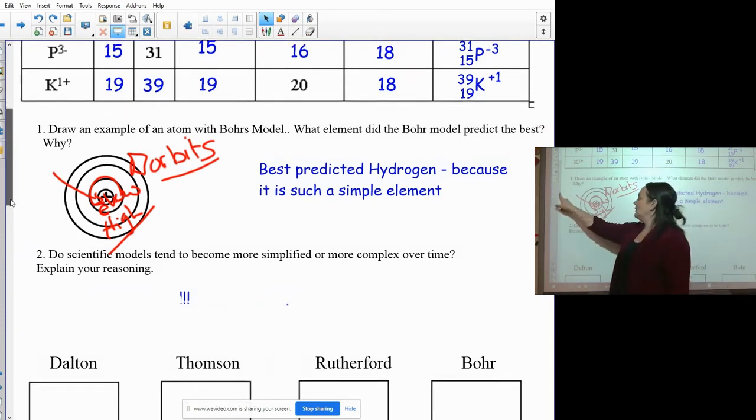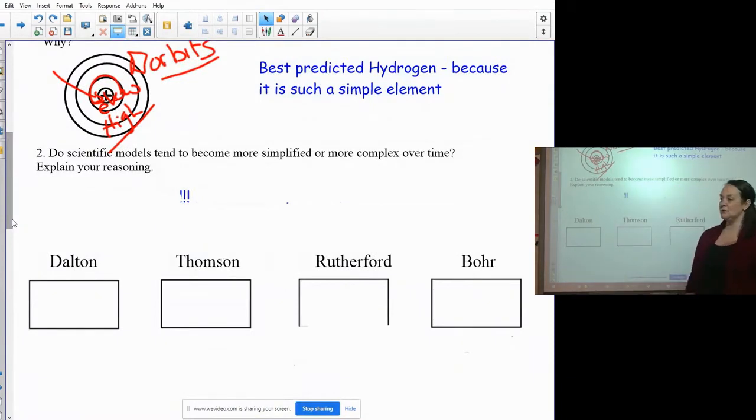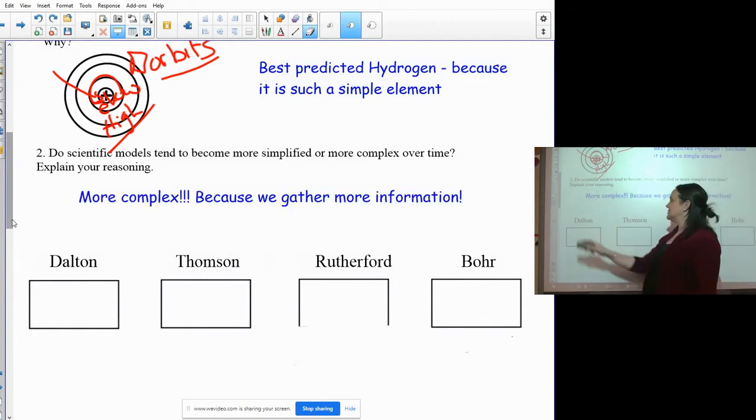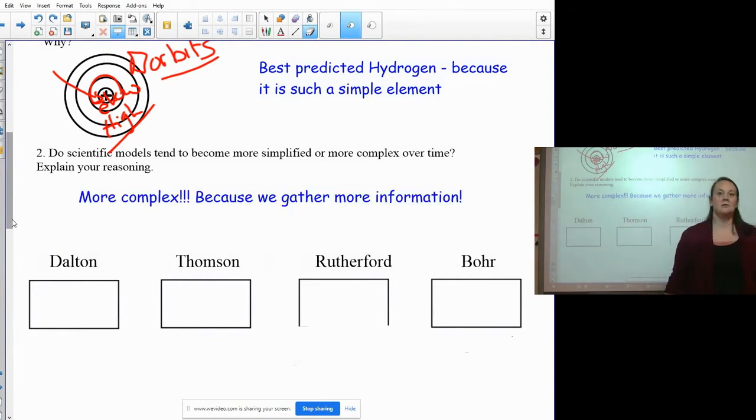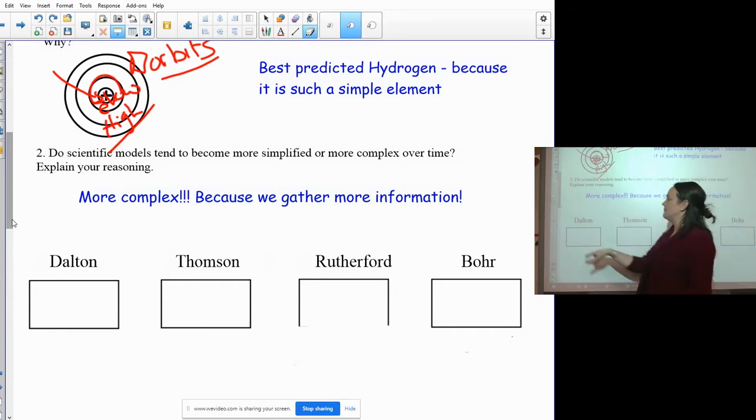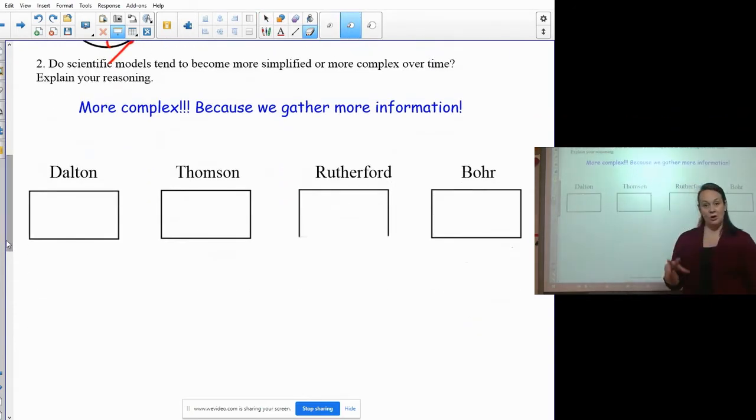But before we go there, do scientific models tend to become more complex or more simple over time? And that answer from our first lecture, the Monday before Thanksgiving, was more complex, because we gather more information. So remember, the big idea is going to be how the atom evolved over time. So the first thing is Dalton thought that the atom looked just like a marble.